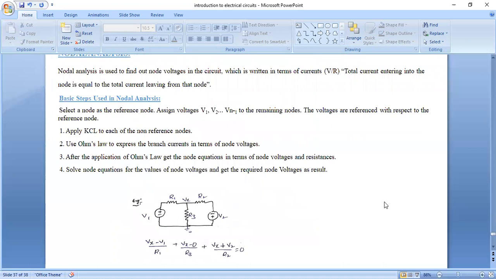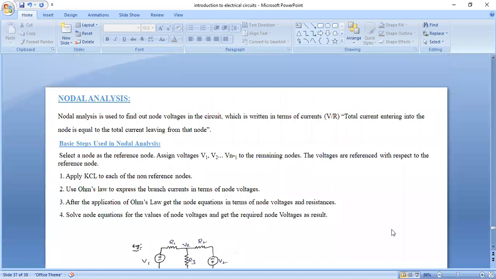Next, we will see nodal analysis. Nodal analysis is used to find the node voltages in the circuit in terms of the current. So the equation is I equals V by R. The total current entering a node is equal to the total current leaving that node. So nodal analysis is a combination of KCL plus Ohm's law.